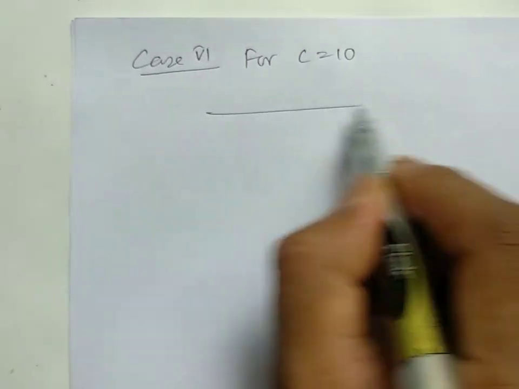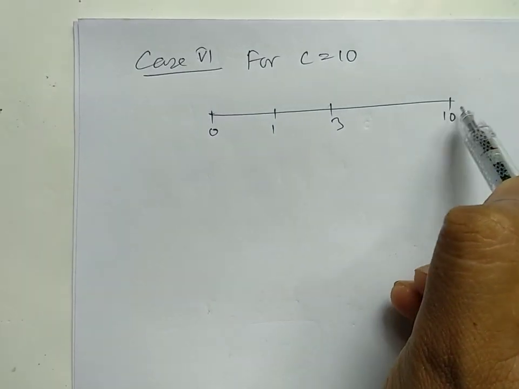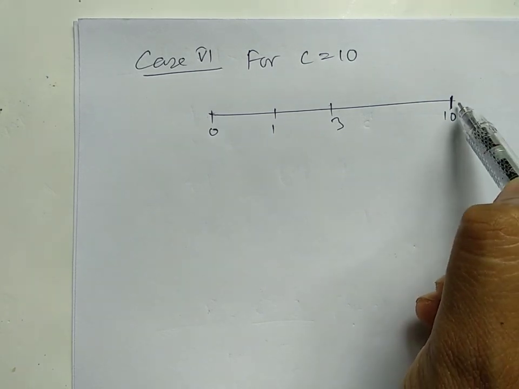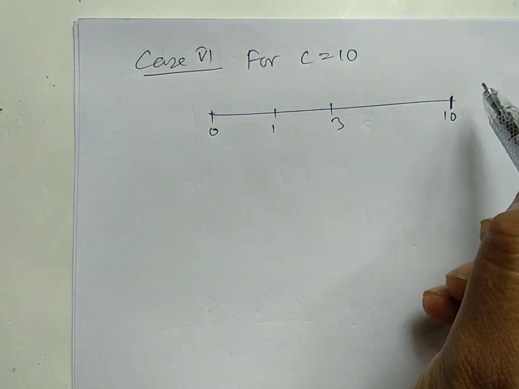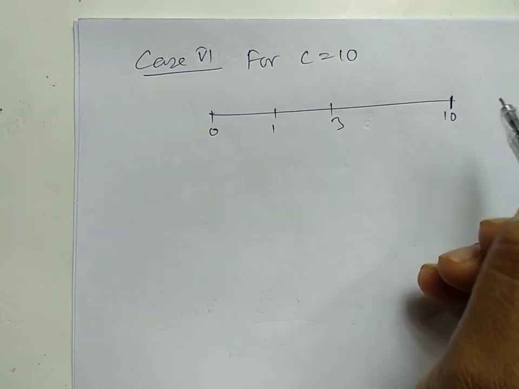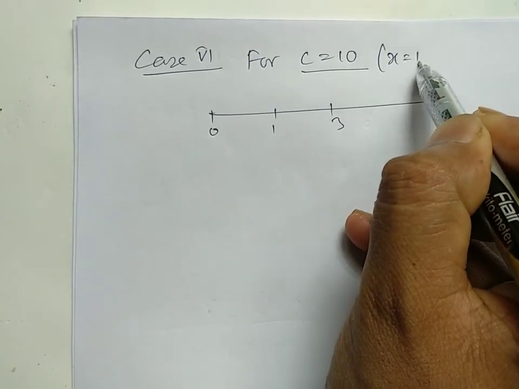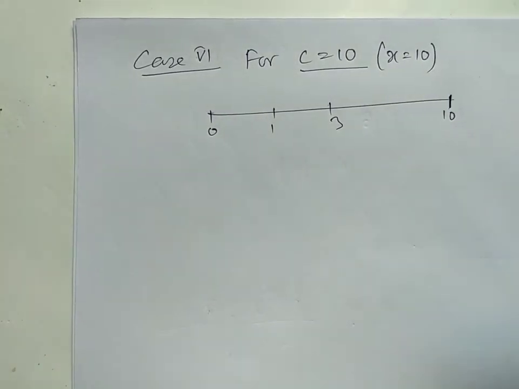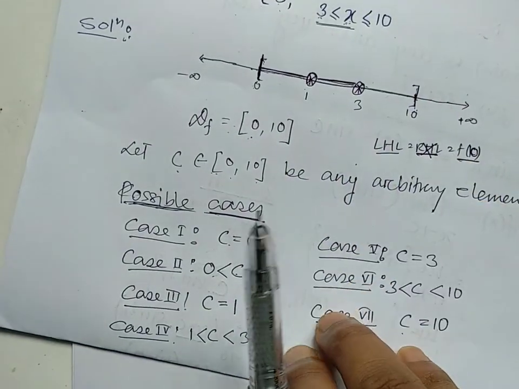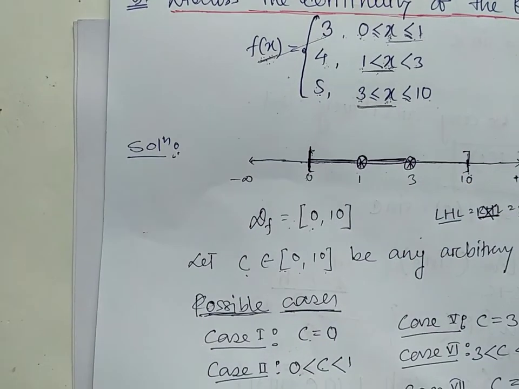As the domain is 0, 1, 3 and 10, there are no values of x which are greater than 10, that means the right hand limit at 10 does not exist. So we will not try to find out the right hand limit at 10, we will try to find out the left hand limit as well as the functional value at 10. So for c is equal to 10, you can imagine x is equal to 10. For x is equal to 10, what is the functional value? From the question you will get my point. For x is equal to 10, the functional value is equal to 5.